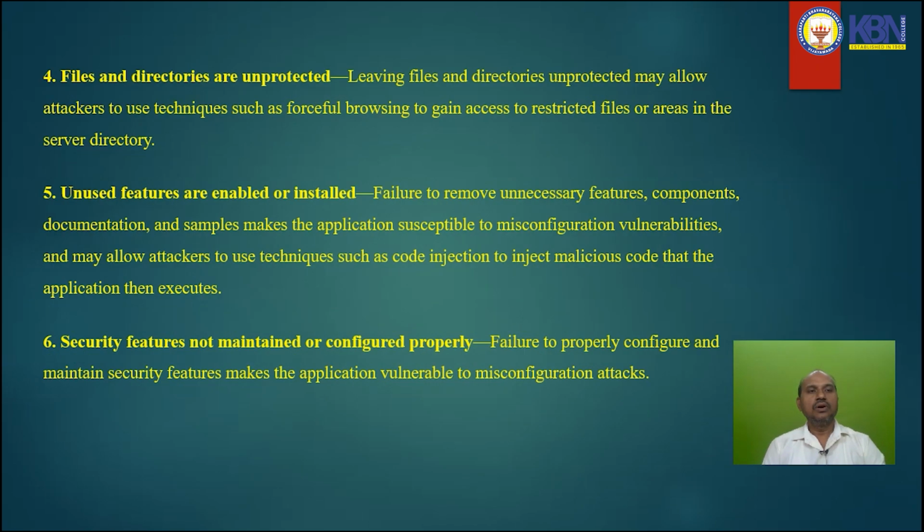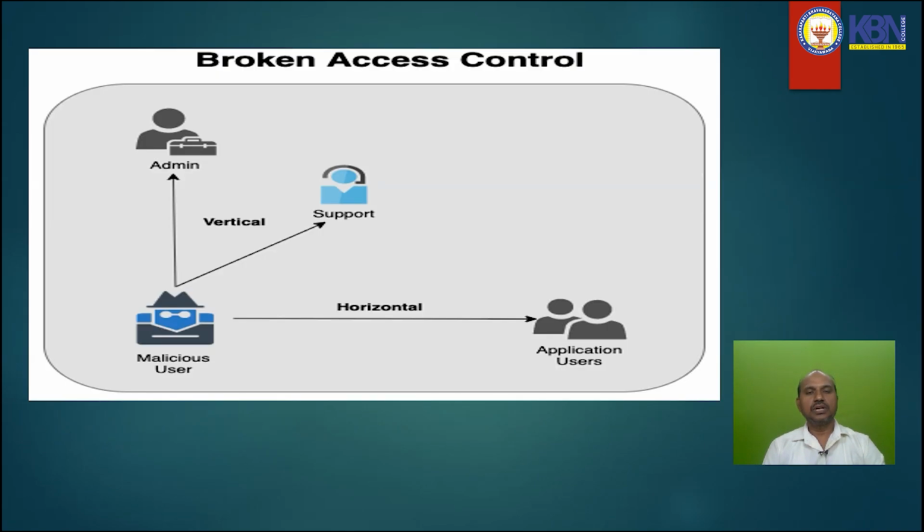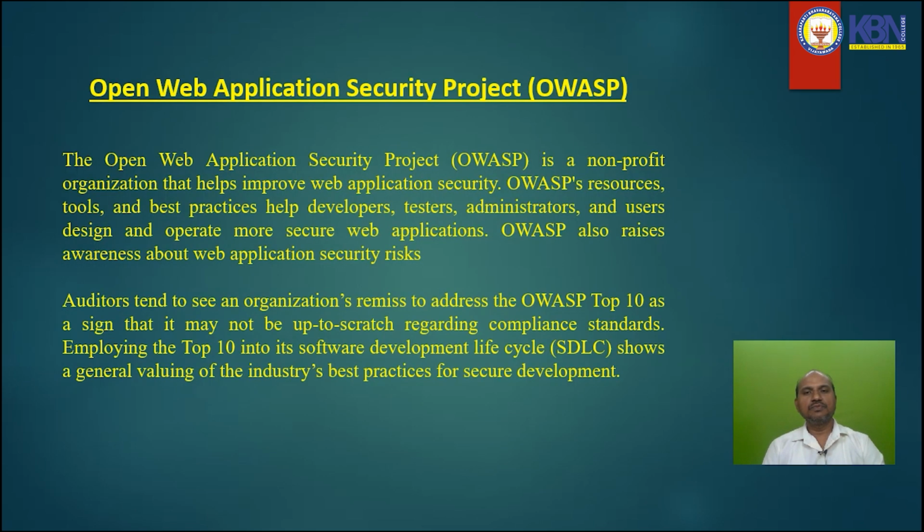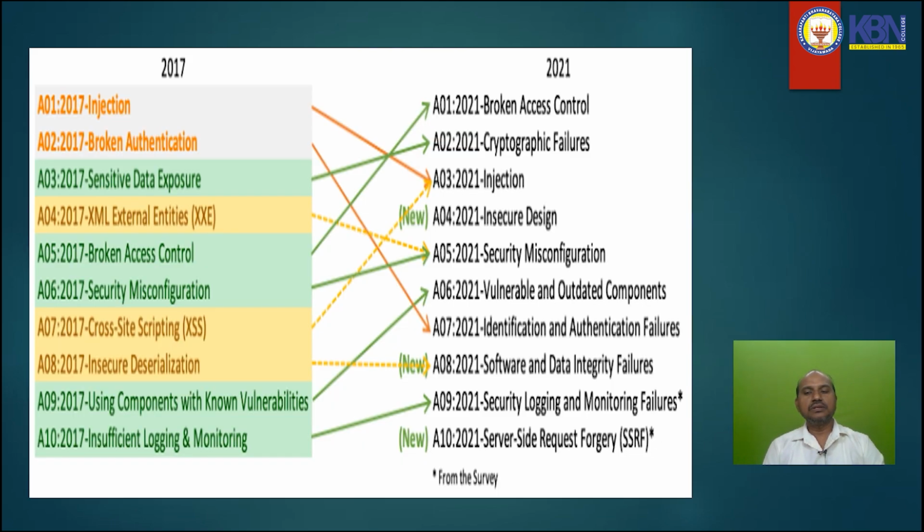So these are the top 10 vulnerabilities. That is OWASP, a non-profit organization that helps to improve website security. In 2021 the list is: broken access control, cryptographic failures, injection including SQL injection, insecure design, security misconfiguration, vulnerable and outdated components, identification and authentication failures, software and data integrity failures, security logging and monitoring failures, and the last one, server-side request forgery.